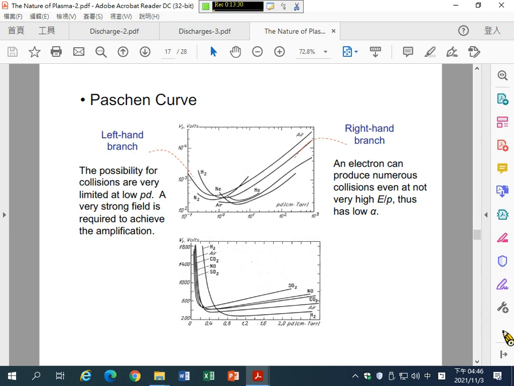In order to let the electron gain higher energy even though the traveling distance is short, one needs to use high voltage power. So in both the left-hand branch and the right-hand branch, one needs a higher voltage to generate plasma.